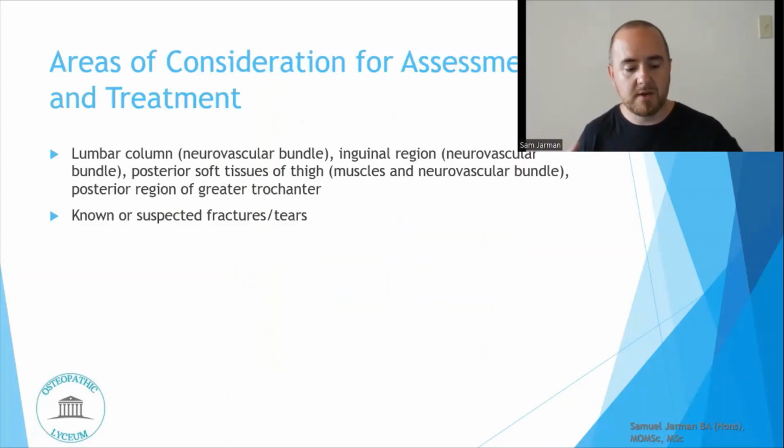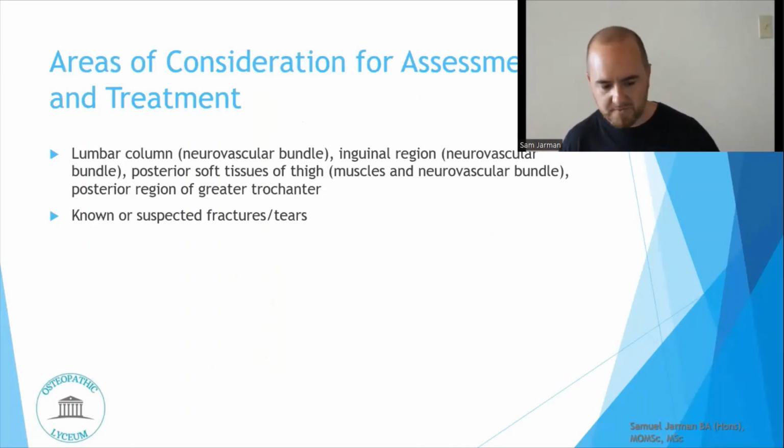So as we noted, as far as areas of consideration for assessment and treatment, the lumbar column, the inguinal region, the posterior soft tissue of the thigh, the posterior region of the greater trochanter. I would say you have to run the whole trochanter. Also look at the anterior soft tissue of the thigh and the medial soft tissue of the thigh.